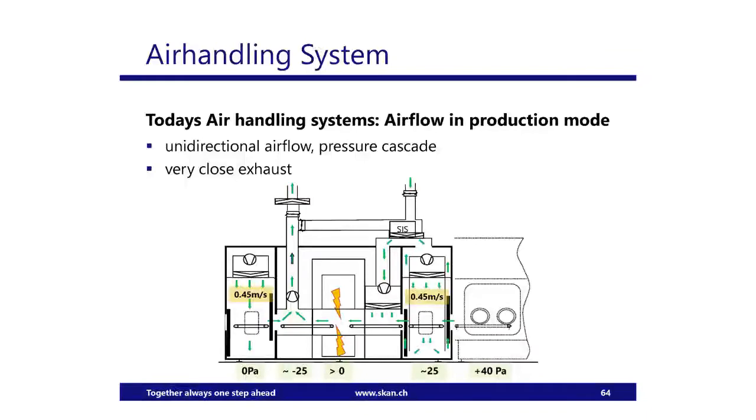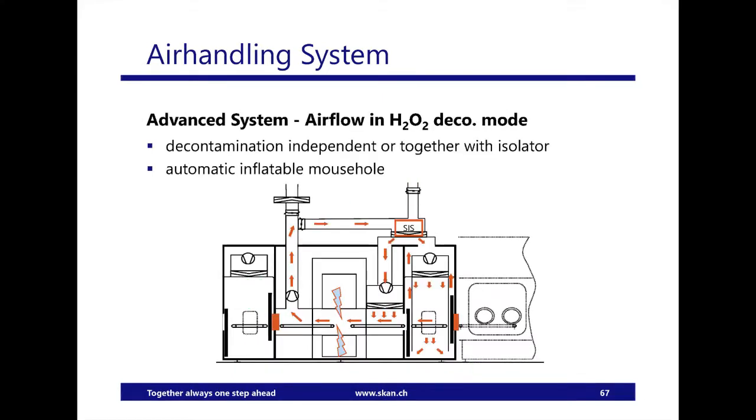Air handling system. Also important, we have a unidirectional airflow after the emitter systems here. The emitters are here. And once they are treated, then they are decontaminated. So we supply the right air, which is the grade A air, in this area here. Important is also that here we have the emitters very close to the exhaust, to exhaust residuals. And also very important is the system can be decontaminated independent or together with the isolator.